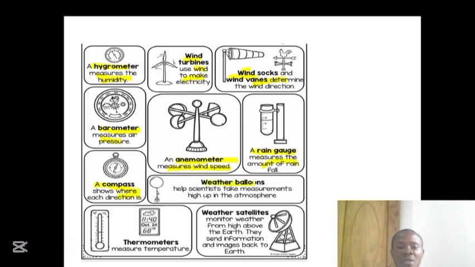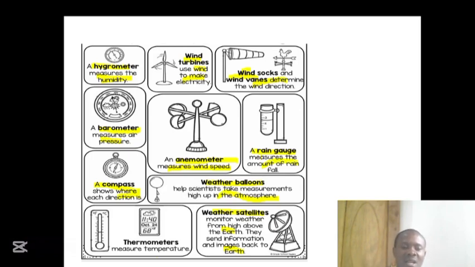And also we have the weather balloons that help scientists to make measurements high up in the atmosphere. We have the weather satellites that monitor weather from high above the earth and send that information and images back to the earth. So it is this weather satellite that scientists will use in order to predict the weather condition. They can tell you this year we are going to have a high amount of rain, or this year we are going to have a low amount of rain.